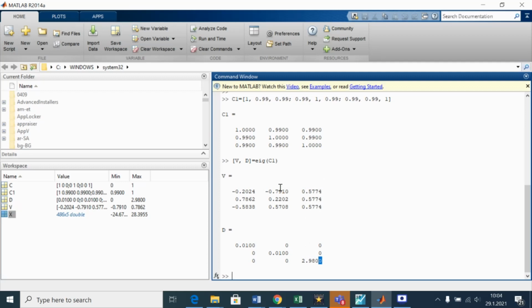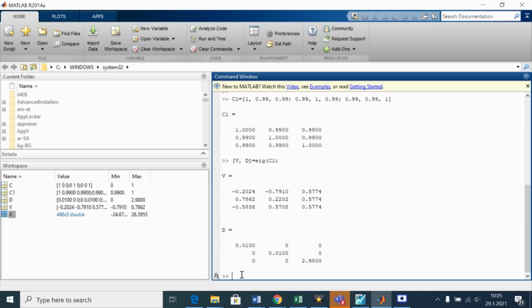The second column obviously has the corresponding eigenvector to this eigenvalue here, the second one on the main diagonal. And the first is obviously the corresponding eigenvector for this eigenvalue of 0.01, which is the first one on this main diagonal. Now, this is exactly what we discussed in the lecture, but let us now go to our real life data that we have already imported here.